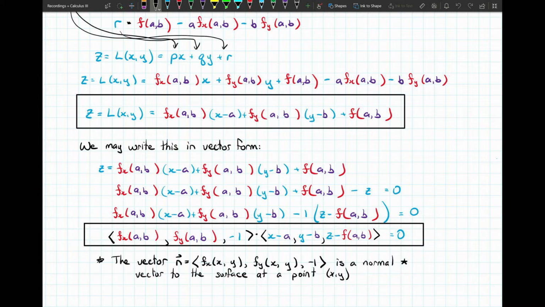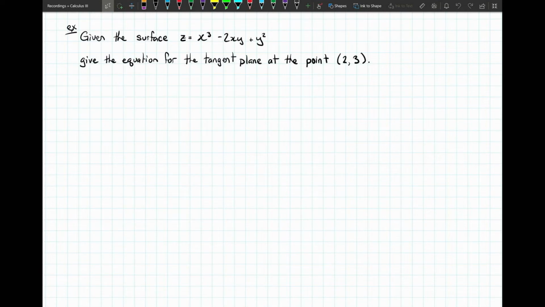All right, well, let's try an example of calculating the equation of the tangent plane to a surface at a given point now. Let's start off with a fairly straightforward example where z is just equal to a polynomial, x cubed minus 2xy plus y squared. And let's take a look at the equation of the tangent plane at the given point 2, 3. Now luckily, this is a function, so we could write z equals f of x comma y, and that would be the function x cubed minus 2xy plus y squared.